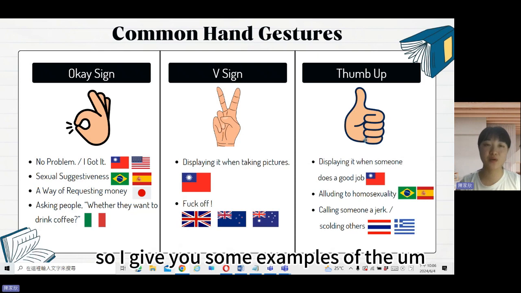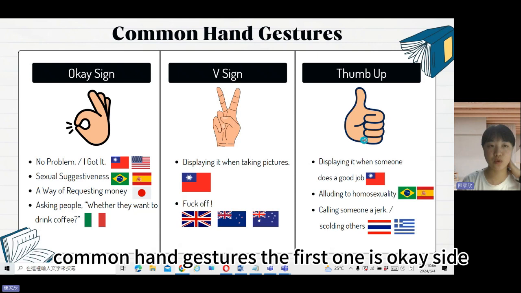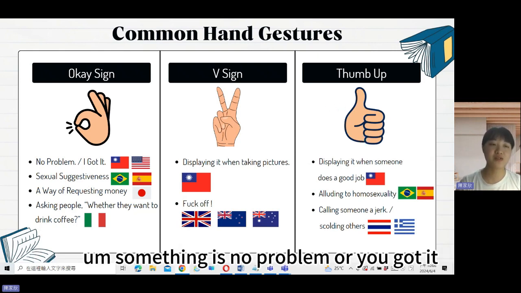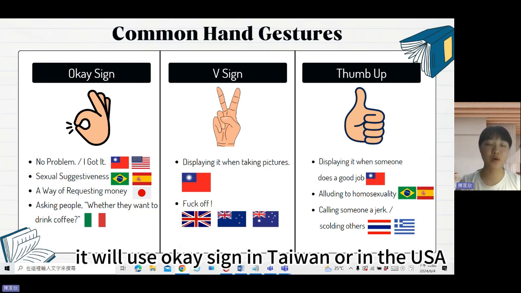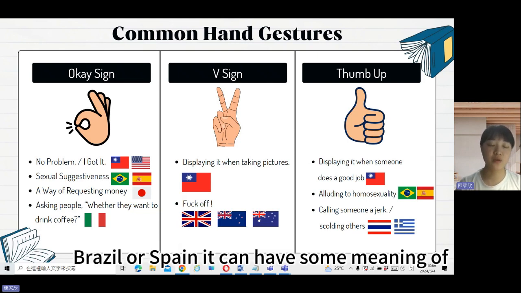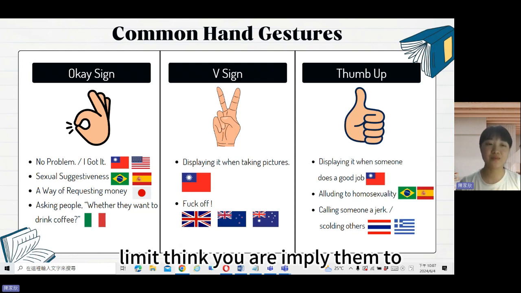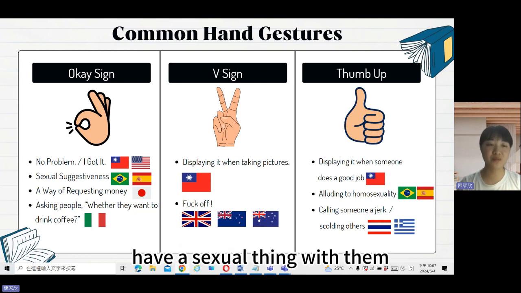So I give you some examples of the common hand gestures. The first one is OK sign. First, if you think something is no problem or you got it, you will use OK sign in Taiwan or in the USA. But if you go to Brazil or Spain, it can have some meaning of sexual things. If you use this one, they may think you are implying them to have a sexual thing with them.